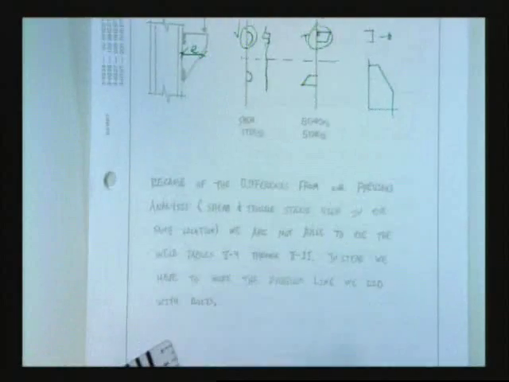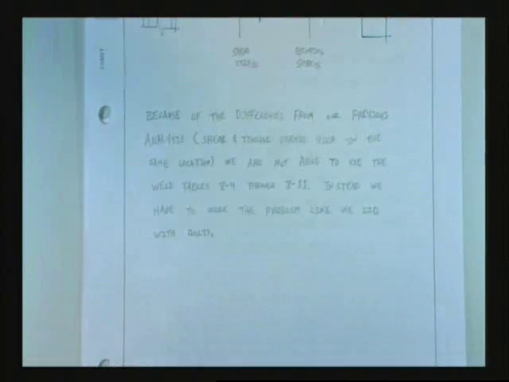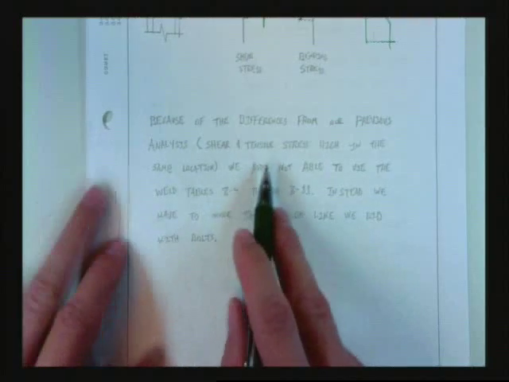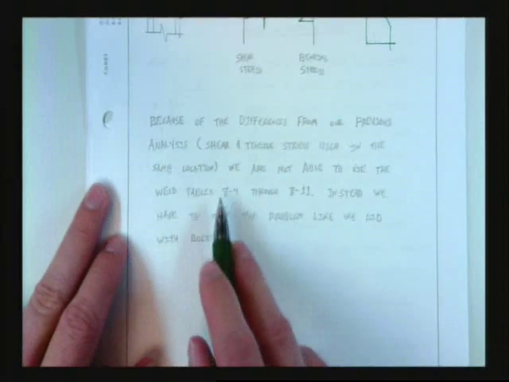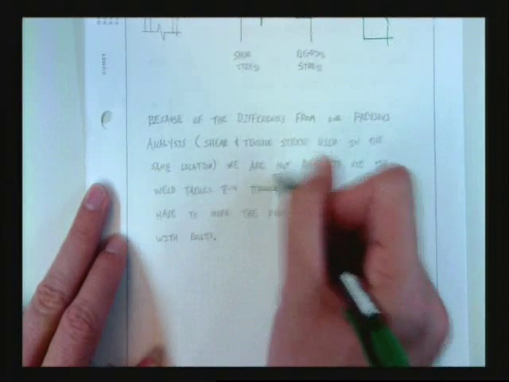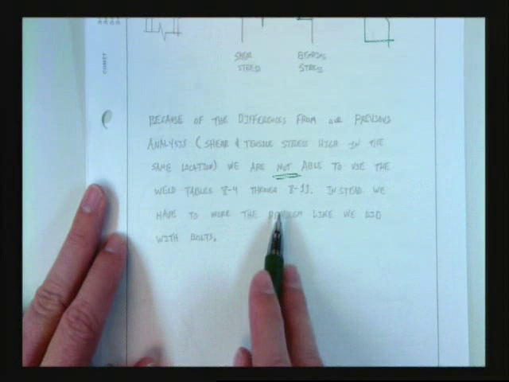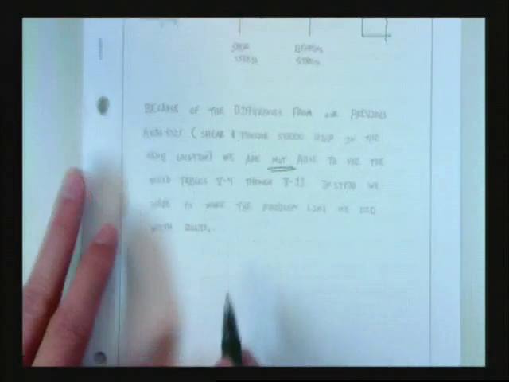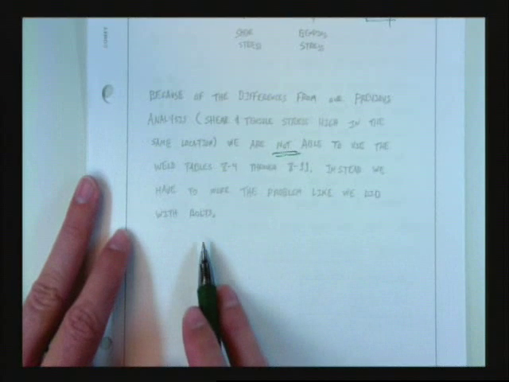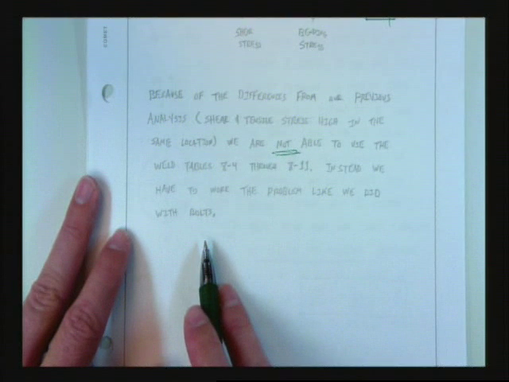Great. Because of the differences from our previous analysis, shear and tension stress is high in the same location. We are not able to use the weld tables 8.4 through 8.11. Instead, we have to work the problem like we did with bolts, with Mohr's ellipse. Okay?